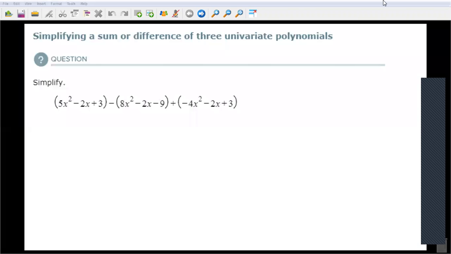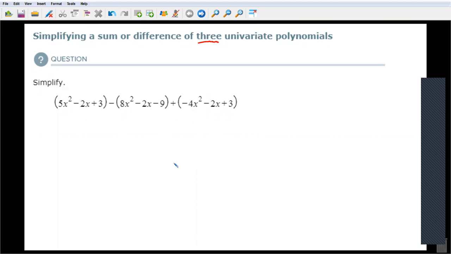This is the second topic for the day. It's very similar to what we did last week. Last week we had a sum or difference of two univariate polynomials. Now we have a sum or difference of three. And all that's really different here is that you have three terms now, three sets of parentheses, instead of just having two.